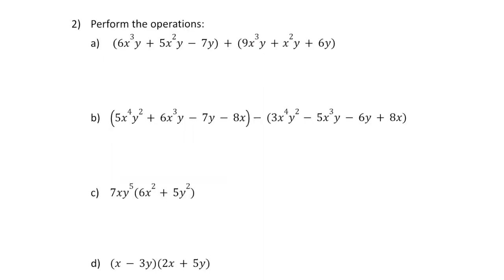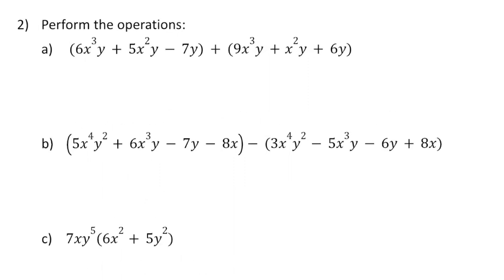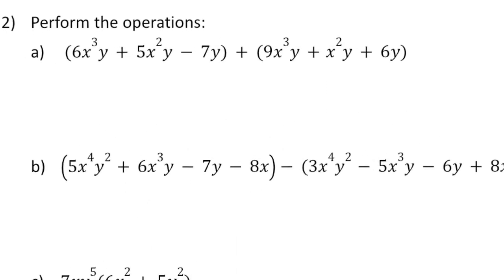All right, question 2 is going to involve different operations of polynomials that we can do. Remember that we looked at adding, subtracting, and multiplying polynomials? So let's look at this first one. We're going to perform the operation. We have 6x cubed y plus 5x squared y minus 7y plus 9x cubed y plus x squared y plus 6y. So in order to add, we just need to add like terms.